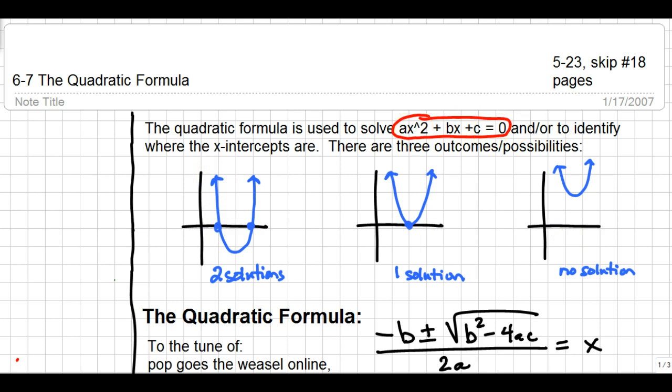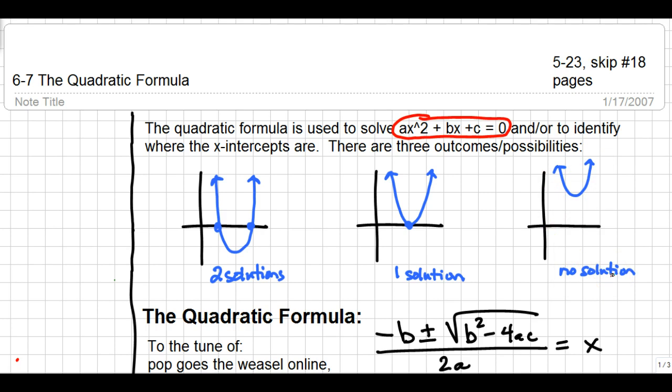Or how it could have x-intercepts. So the parabola, if it crosses the x-axis twice, could have two x-intercepts, or therefore two solutions. If the parabola just touches or has its minimum point sitting right on the x-axis, it would have one solution. There are instances where the parabola never touches or crosses the x-axis, and so there would be no solution.